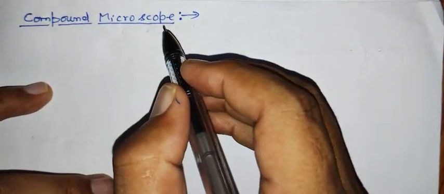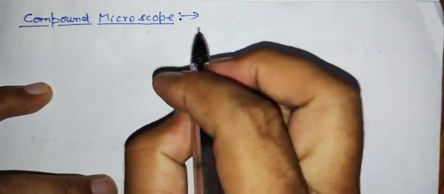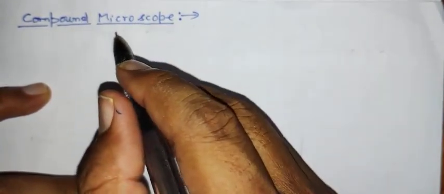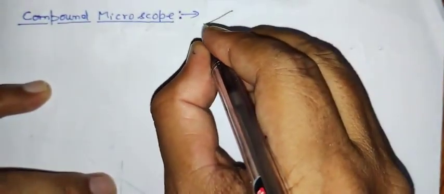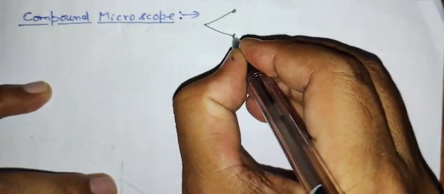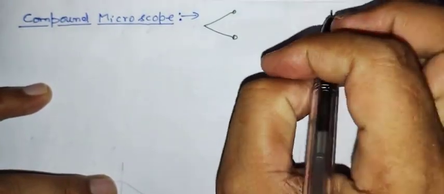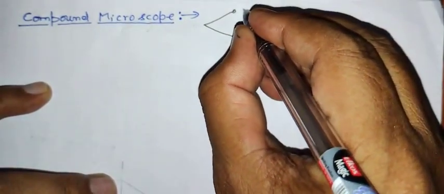A compound microscope is different from a simple microscope. Its magnification is more than the magnification produced by a simple microscope. In this compound microscope, we are selecting two achromatic combination of convex lens.